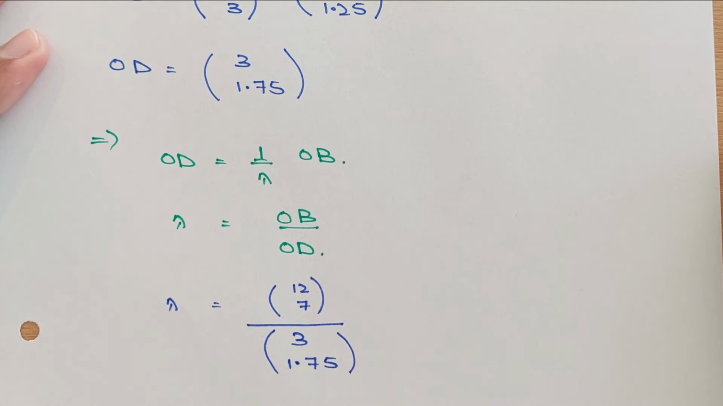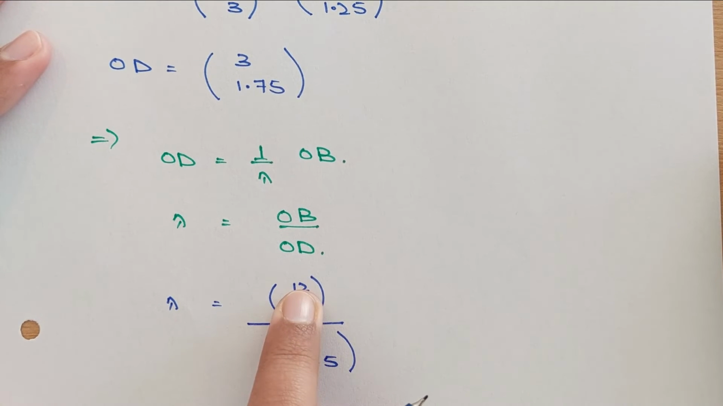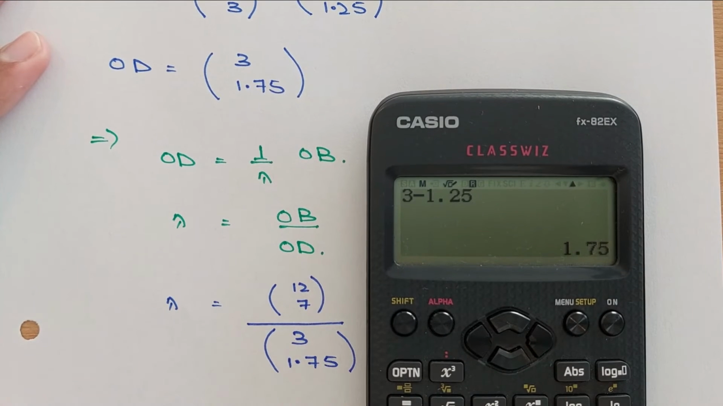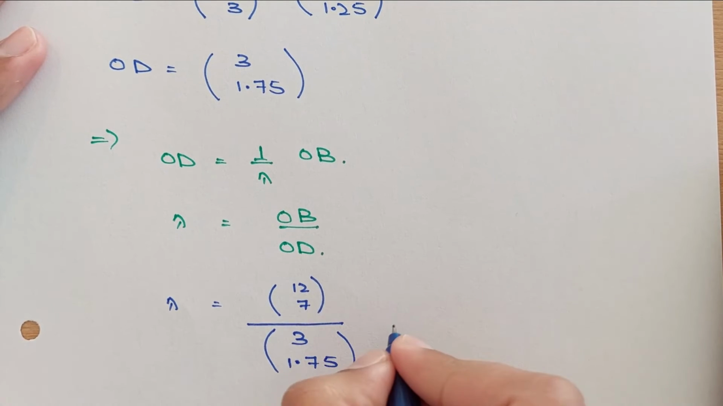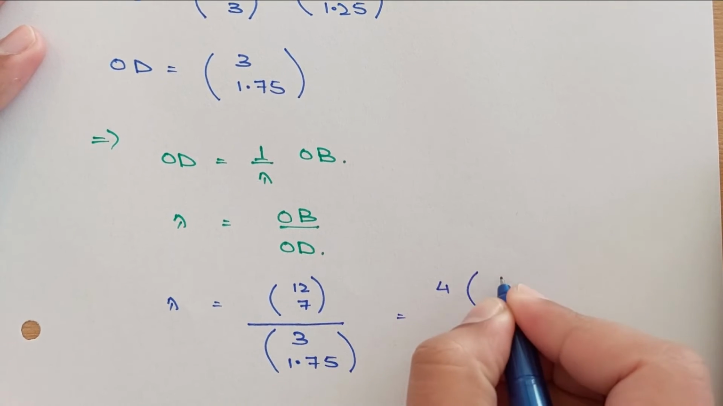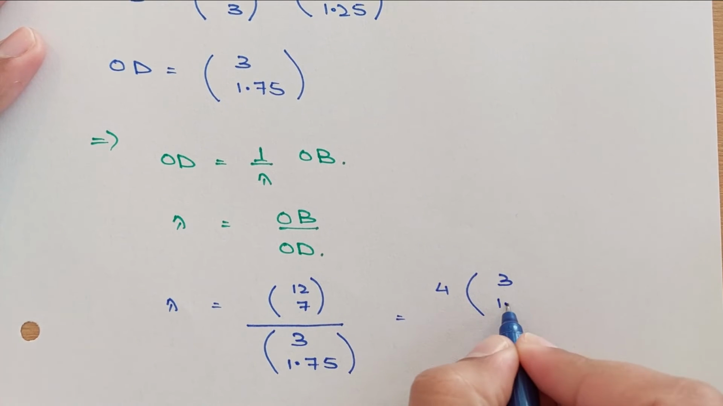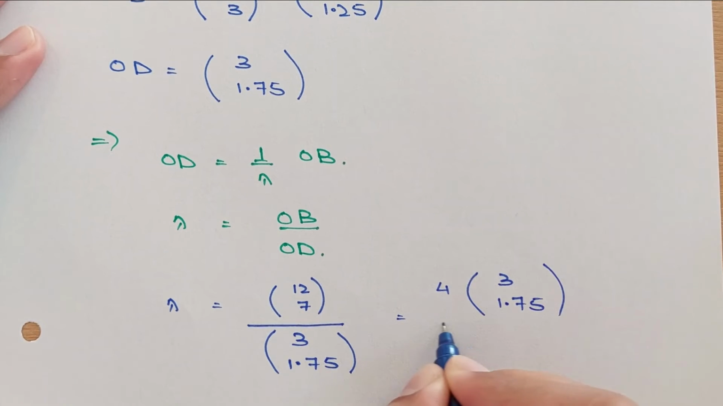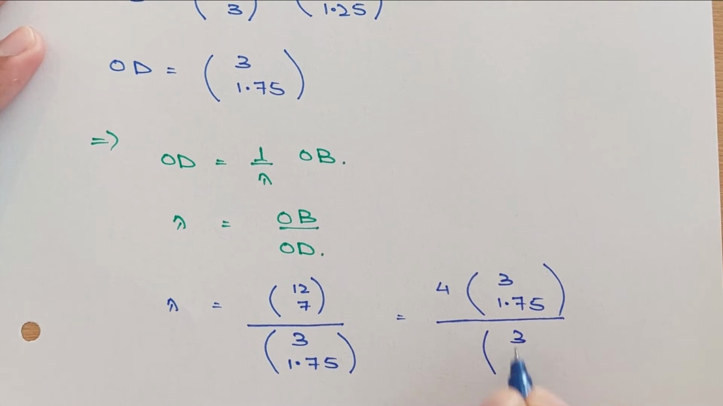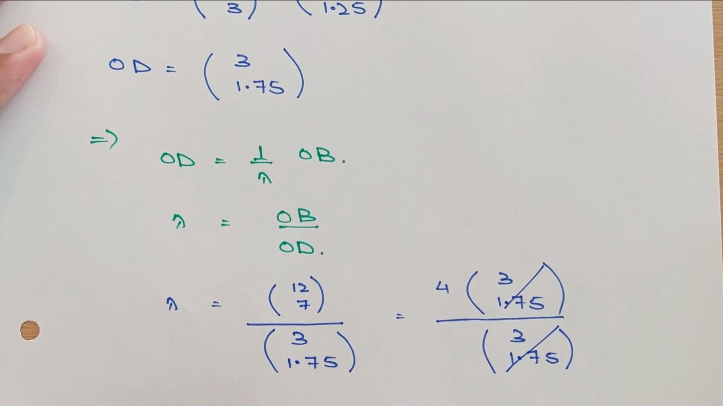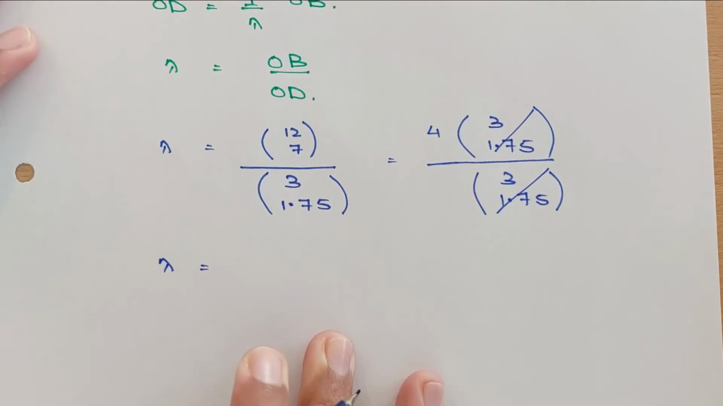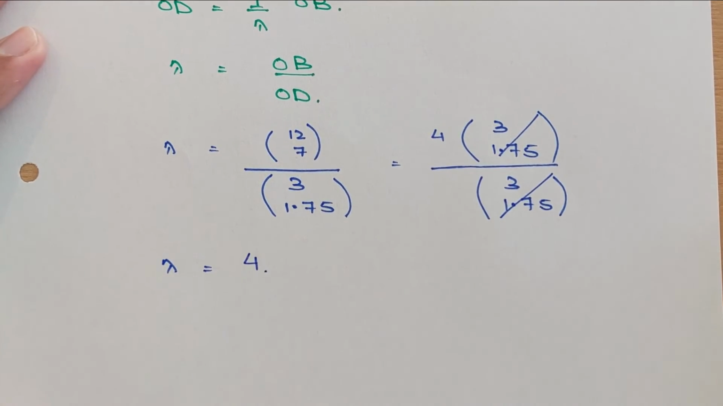So how can we make this 3? If I do 12 divided by 4, it is 3. So taking 4 common, we have 3, and 7 divided by 4 is 1.75. Divided by 3 and 1.75. We can cancel 3 and 1.75. So from here the lambda value is equal to 4.